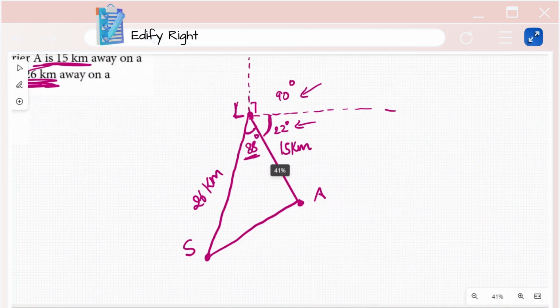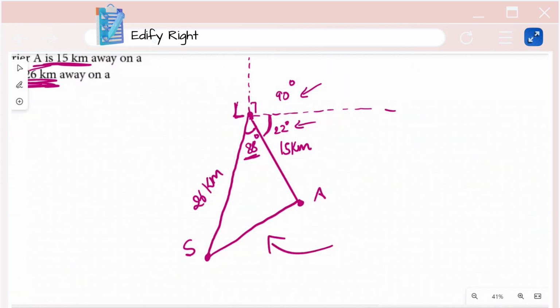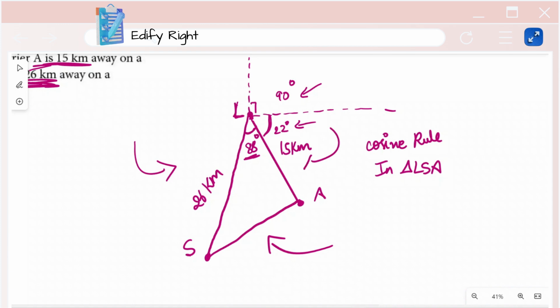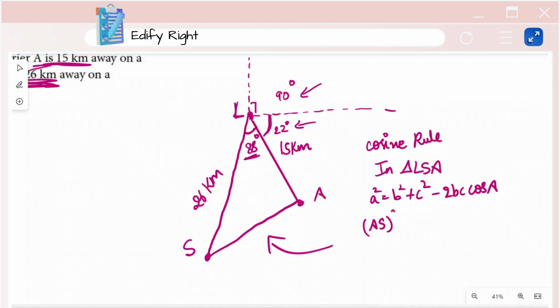So the first question is the distance between A and S. So we are supposed to find side AS here. To do that, I am going to use the cosine rule. The reason I'm using the cosine rule is because, as you can see in triangle LSA, you have two sides whose dimensions are given, and you have an included angle. So this is where you use the cosine rule. That would be a squared equals b squared plus c squared minus 2bc cos A. This is the cosine rule. So let me just put in the values.